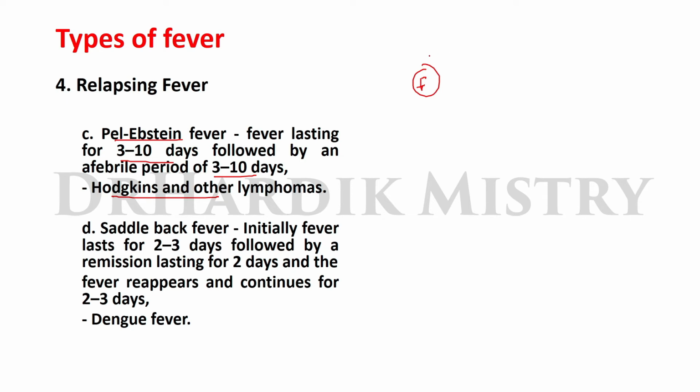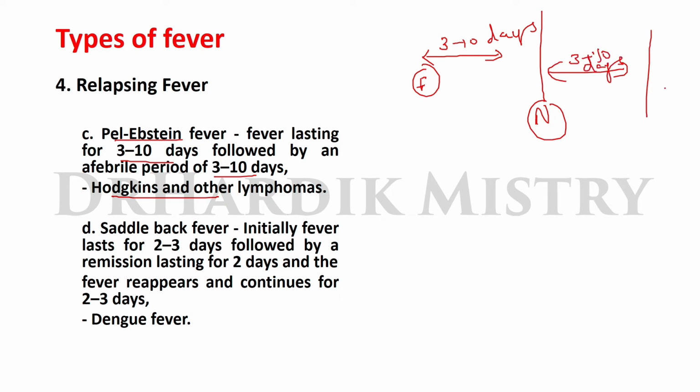and once the fever starts, it continuously happens for 3 to 10 days. Here the fever stops, with a gap of again 3 to 10 days. After the gap of 3 to 10 days, the fever again appears. So this type of fever is known as Pel-Ebstein fever.